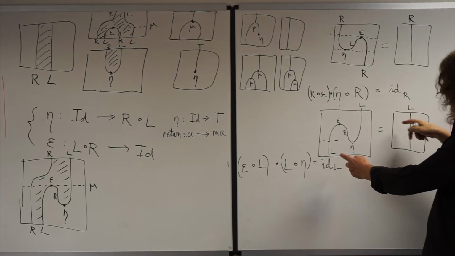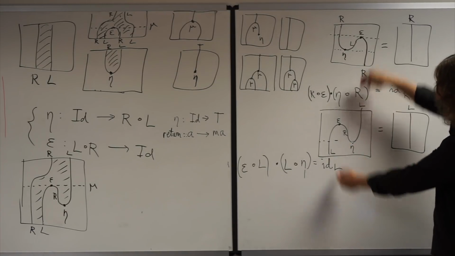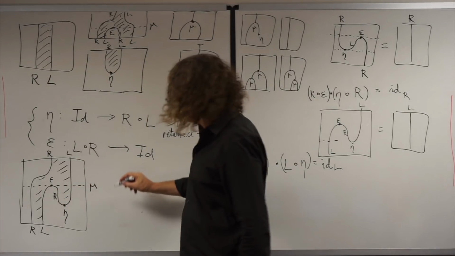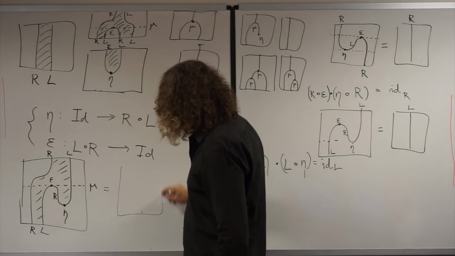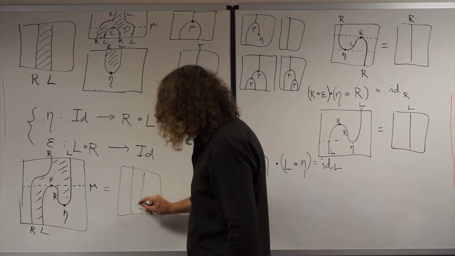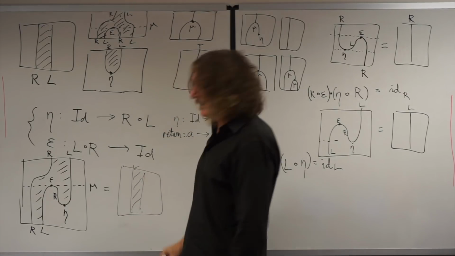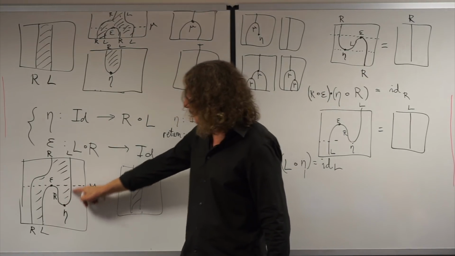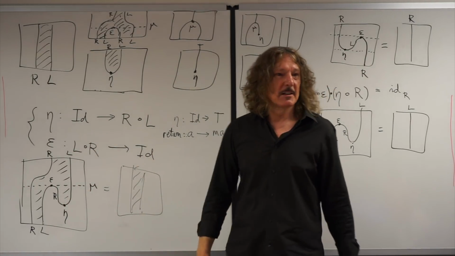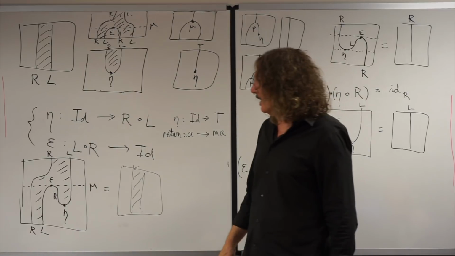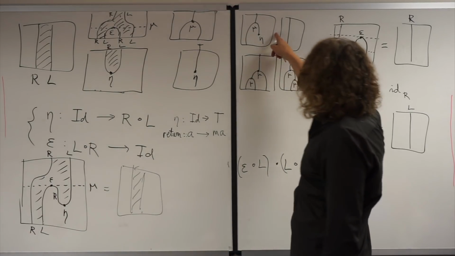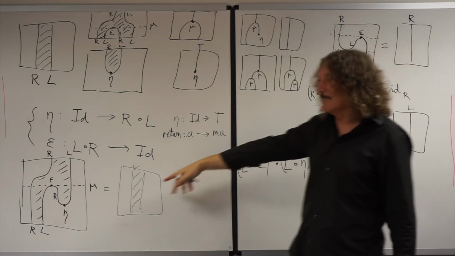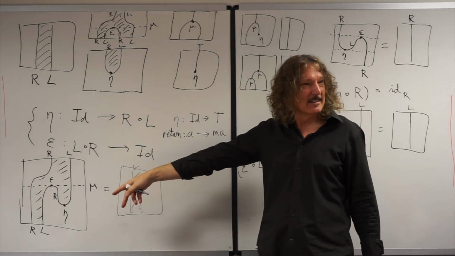So using the snake identity, I can pull this and get rid of this bump here. If I get rid of this bump, I get this stripe. I straighten this line, and I just get a straight stripe. So that's this unit law. So the unit law follows from snake identity.